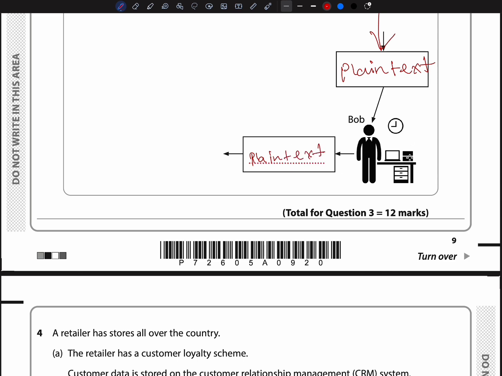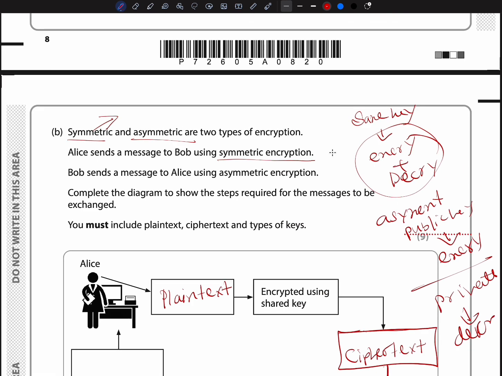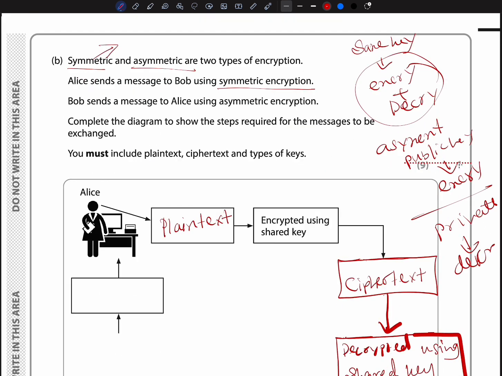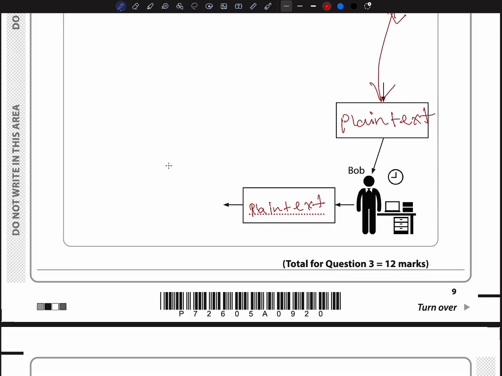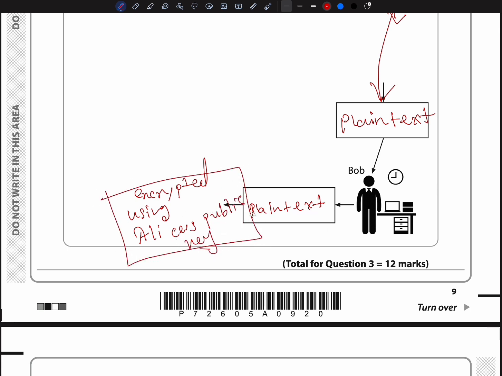Same, then Bob uses asymmetric type of encryption, right? That means there is one public key used for encryption, and a private key used for decryption. So here there will be one box, that one is the encrypted data, encrypted using Alice's public key, because Alice shared the data. So it's Alice's public key, and just put it inside one of the boxes.